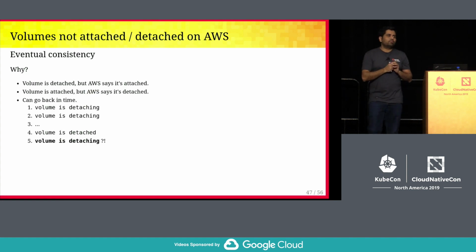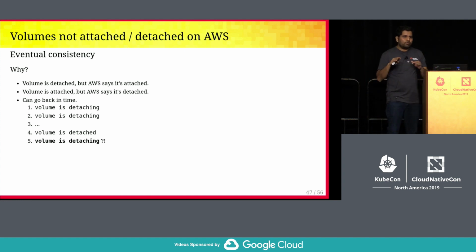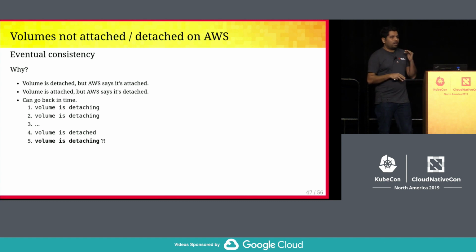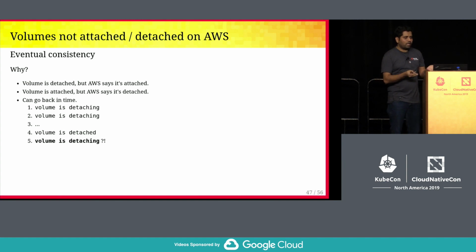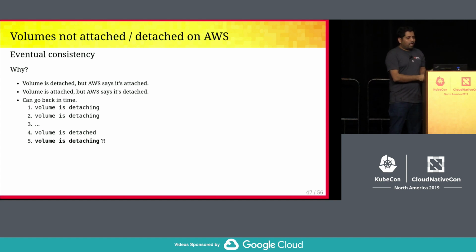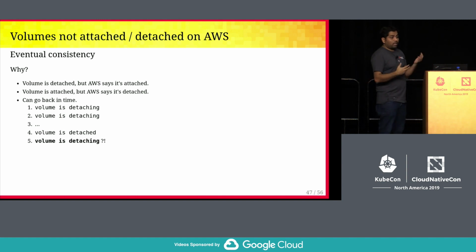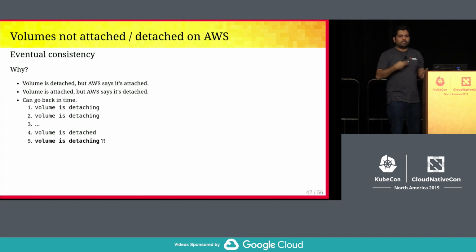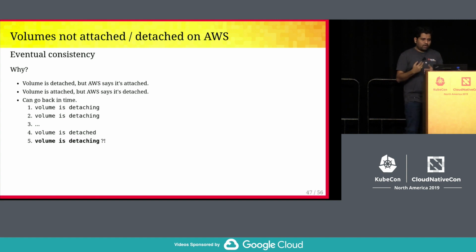There's another problem that we have observed in particular with the AWS cloud provider: its APIs are eventually consistent, in particular immutable API calls like describe volume and describe instance. Some examples: we detach a volume and we call describe volume and AWS says it's attached. We attach a volume and call describe volume and it returns detached. And sometimes, in the worst case, it can go back in time. Kubernetes, unfortunately, at least initially, was not written to deal with this kind of problem.